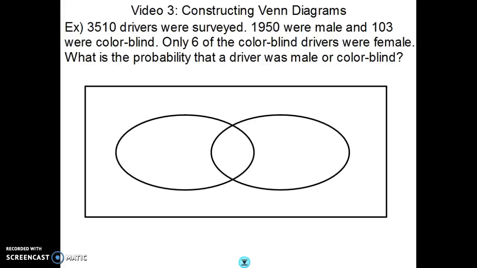Now you could try to figure this out just using the formulas we used in the last couple of videos, but it would probably be a little bit challenging. It is possible though. One way to help yourself visualize what's going on is to make a Venn diagram of this information. So the big box is going to be our entire survey, our entire data set. So this big box is our 3,510 drivers.